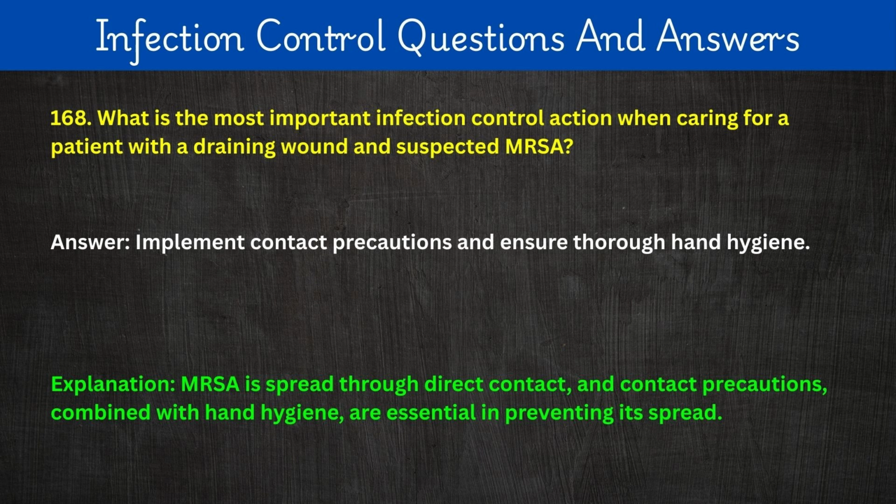168. What is the most important infection control action when caring for a patient with a draining wound and suspected MRSA? Answer. Implement contact precautions and ensure thorough hand hygiene. Explanation. MRSA is spread through direct contact, and contact precautions, combined with hand hygiene, are essential in preventing its spread.